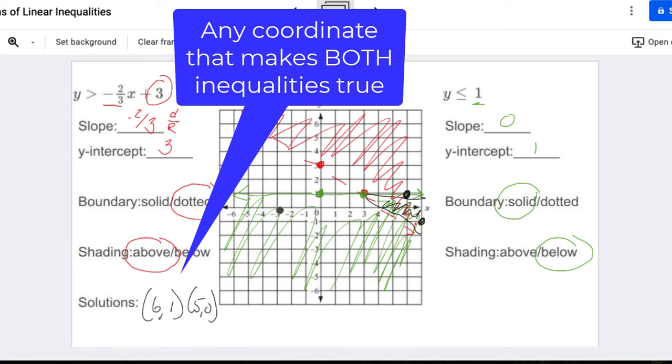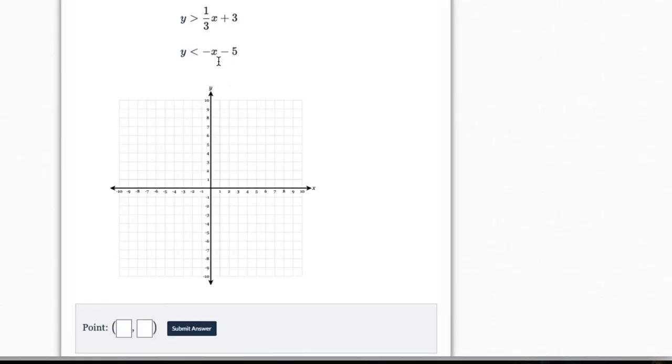So let's take a look at Delta Math and how we're going to do this online. So here we go. We've got y is greater than 1/3 x plus 3, and y is less than -x minus 5. So in this case, they're both in slope-intercept, which is nice. Up here, our y-intercept is 3. And the slope is 1/3. So remember, we're going to go up 1 and 3 to the right.